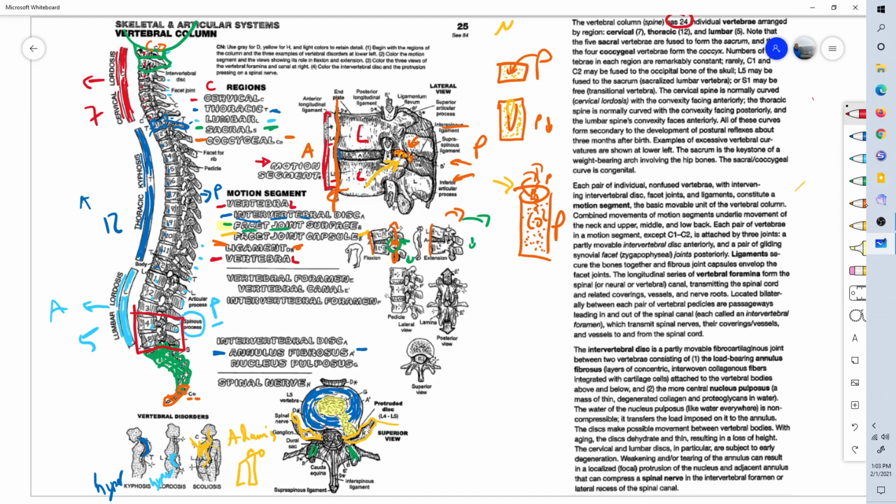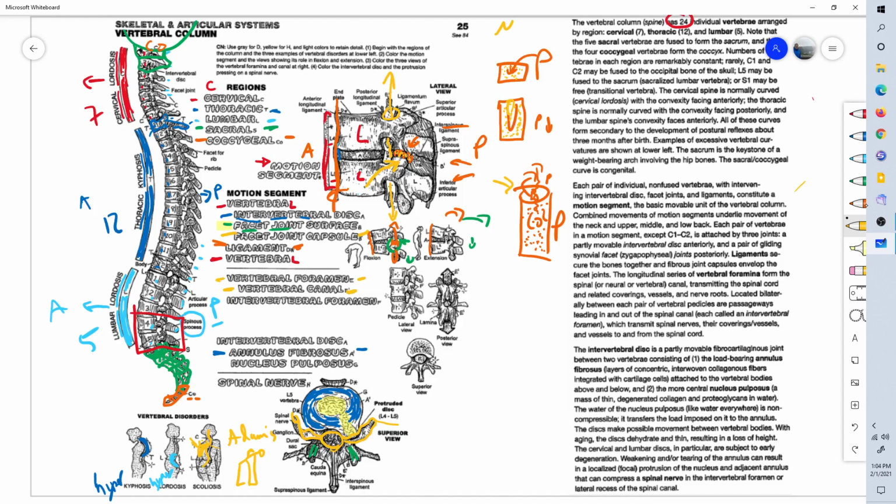Some other things to note is the vertebral foramen, otherwise known as the vertebral canal. The vertebral canal is this hole right here that the spinal cord travels down and through. Here's a better view of it right here with the spinal cord inside, right down here. The vertebral canal, most commonly known as the vertebral canal, not necessarily the vertebral foramen.